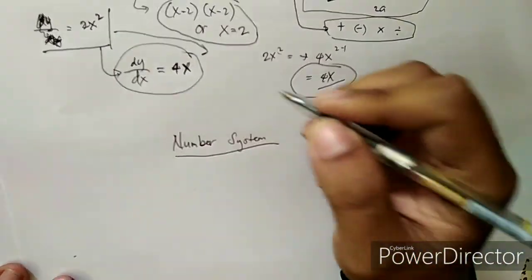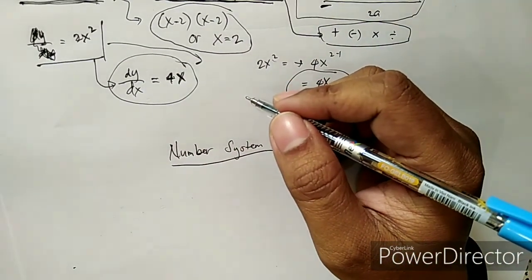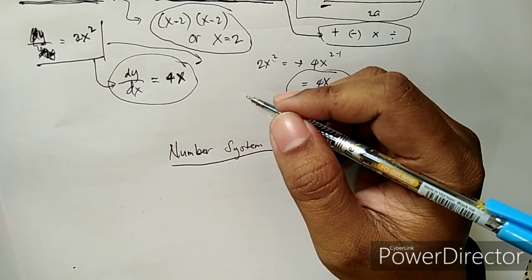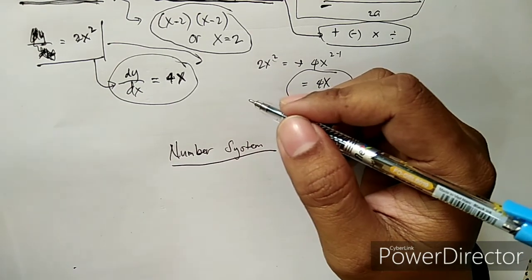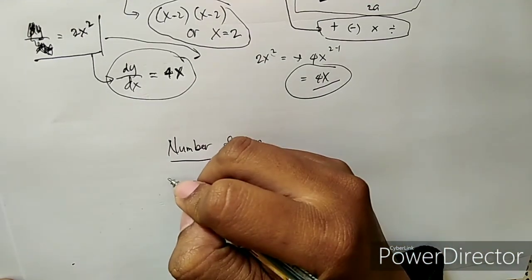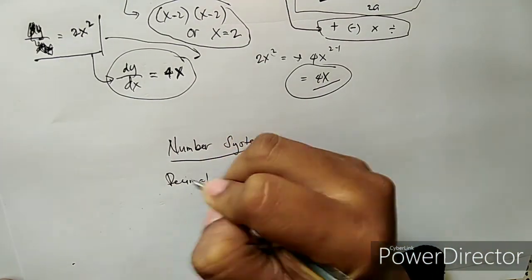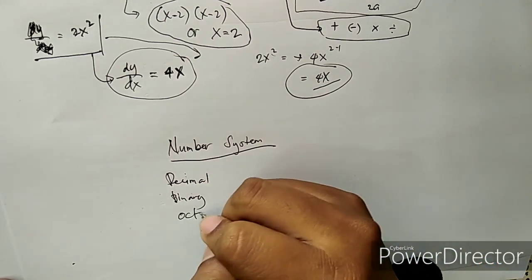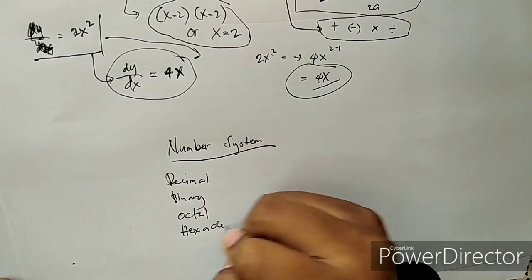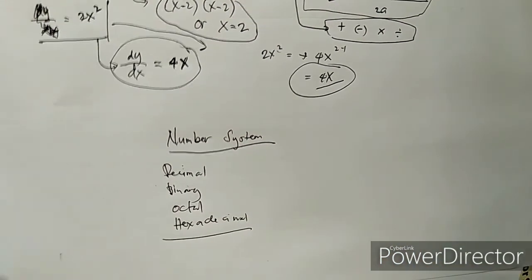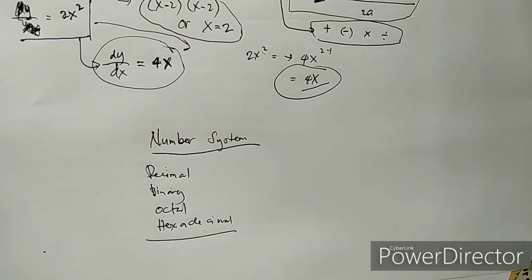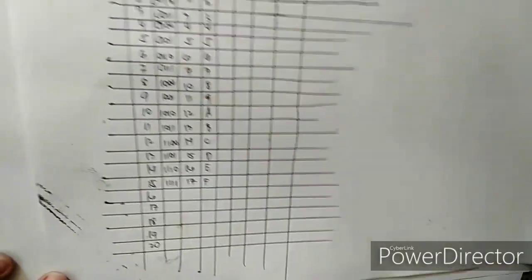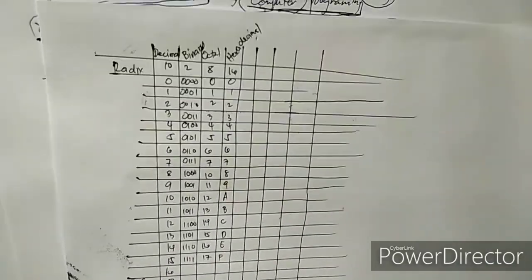If you refer to Canvas, explore, there is another definition of the number system. The number system is composed of decimal, binary, octal, hexadecimal. There is another definition in Canvas, explore, of this number system. Here is the table.